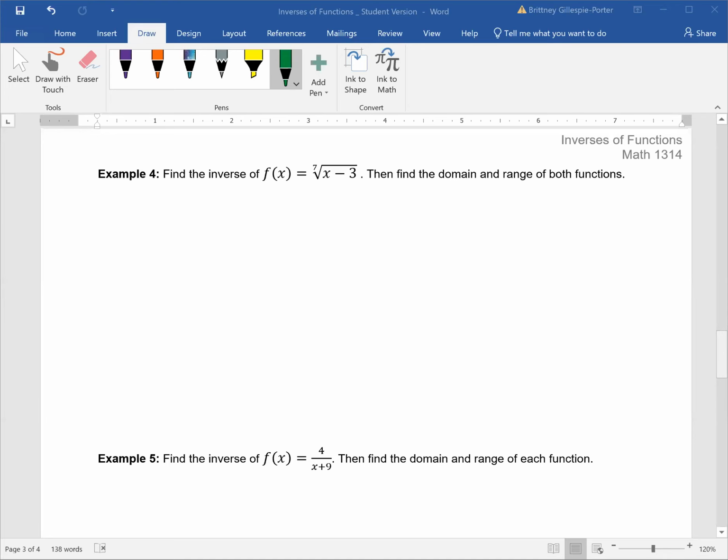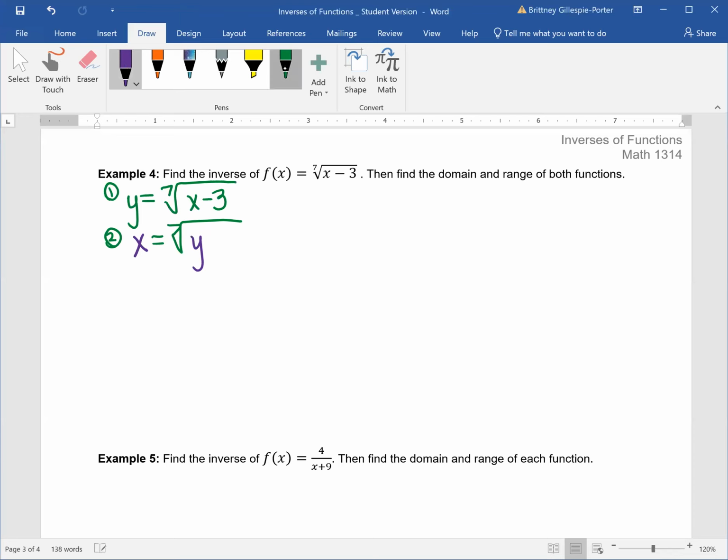Okay. Looking at a radical function, needing to find its inverse, that's all right. We're going to approach it the same exact way. Step 1 says we replace f of x with y. So we have y is equal to the 7th root of x minus 3. Step 2 says we need to switch x and y. So we're going to have x is equal to the 7th root of y minus 3.